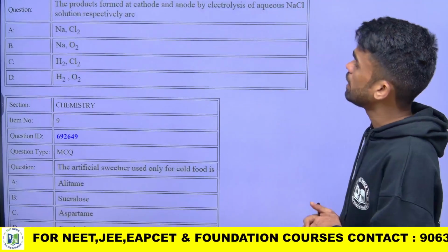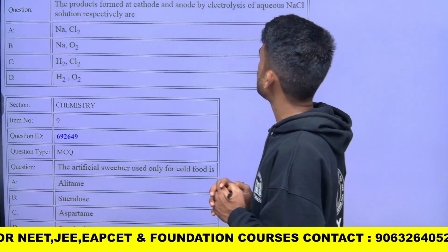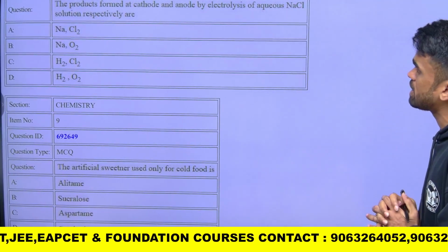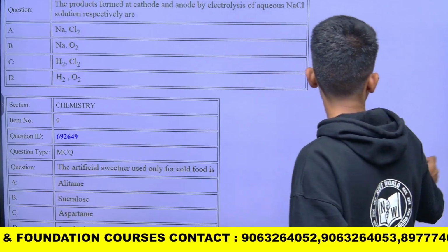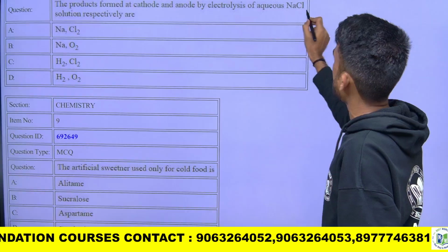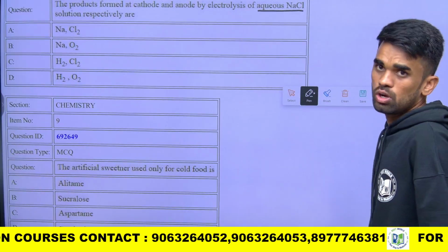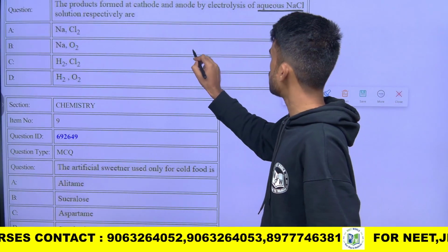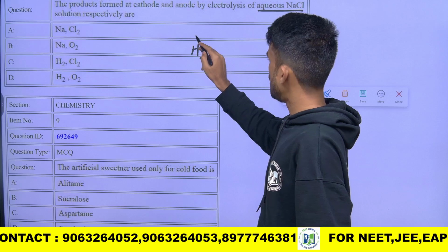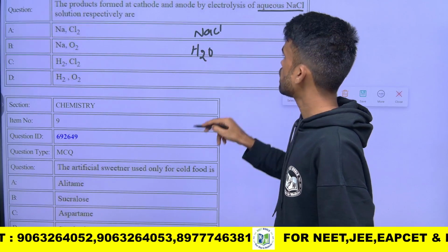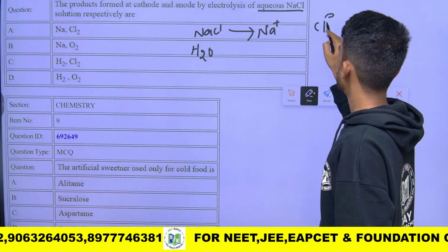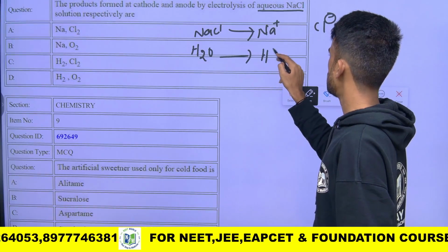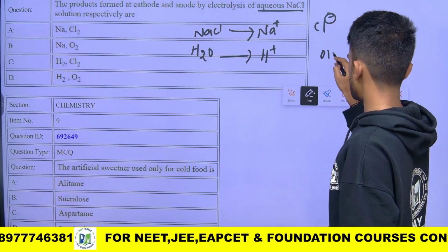Question number 8. The products formed at cathode and anode by electrolysis of aqueous NaCl solution respectively. So this is aqueous, so what are the cations and anions we have in that electrolysis solution? Aqueous means we have water along with this NaCl. So we have Na plus ion, Cl minus ion, and from water we have H plus ion and OH minus ion.